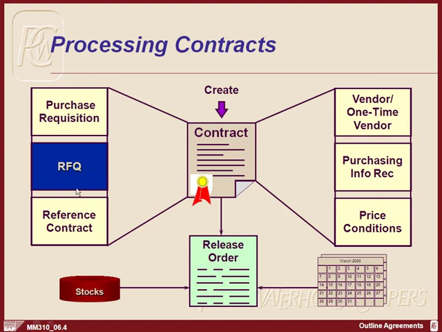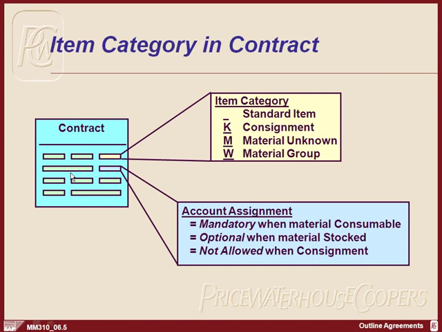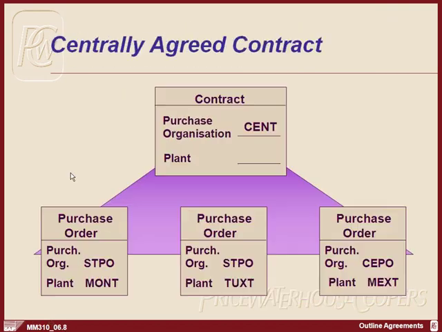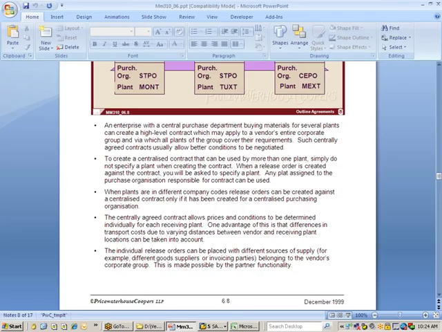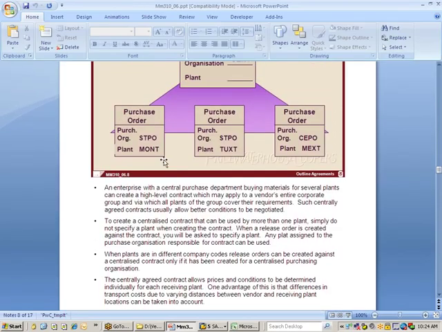So this is what we have done. We have created a contract, we have released it, and then we have received the material. So while creating a purchase order, the conditions will be taken from the contract. You can also create a contract with reference to a requisition or an RFQ or an existing contract. Item categories, we will come back to this one. Centrally agreed contract. Let me explain what a centrally agreed contract is.